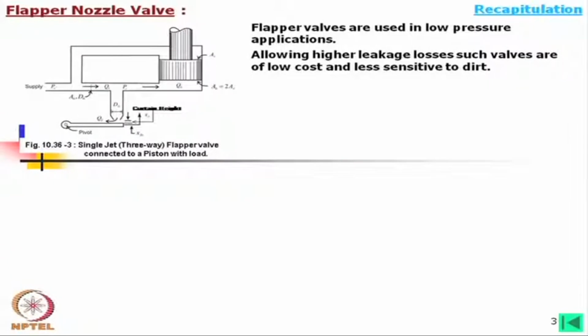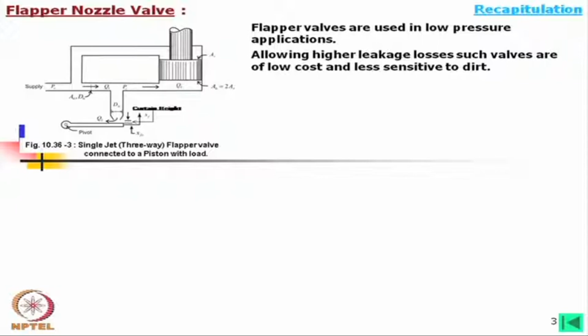And thus controlling this dirt, or if the dirt comes in, breaking it into smaller particles, or removing it, allowing this dirt to go to the other side, all such mechanisms are used to design a very good valve.